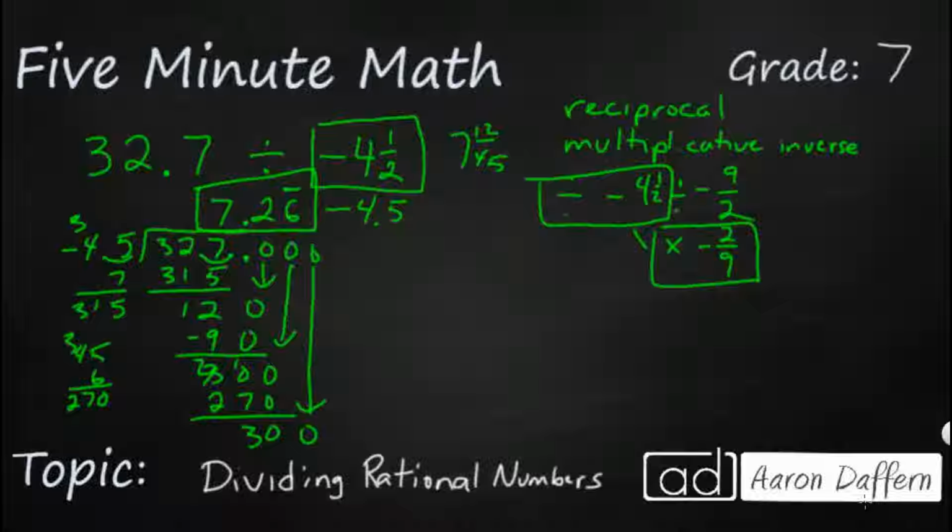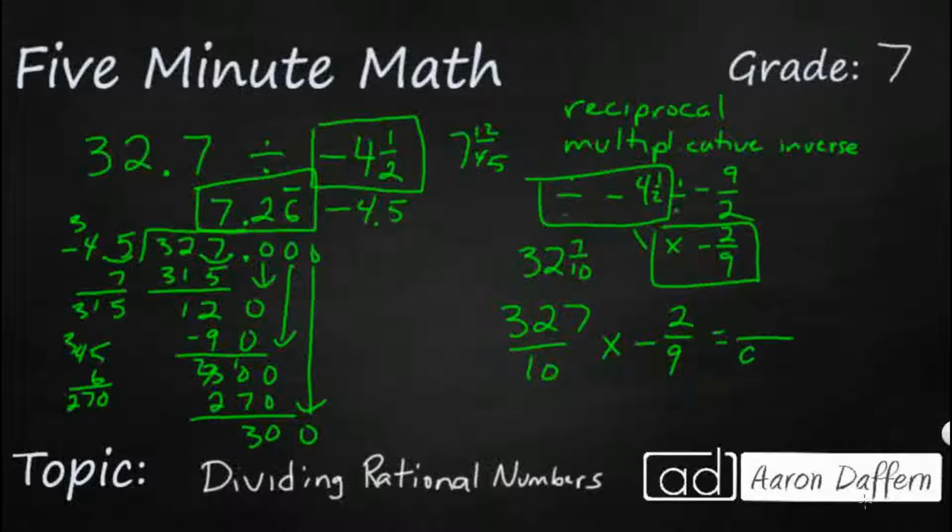Let's take my 32 and 7/10. Let's go ahead and make that a fraction as well. So that's going to be 327 over 10. So there we go, 327 over 10 times -2/9. So if I want to, I could just completely multiply. And so we're going to get multiplication straight across. So that's going to be 90, and obviously it's going to be negative here. Let's keep that right there. And then 327 doubled is going to be 654.